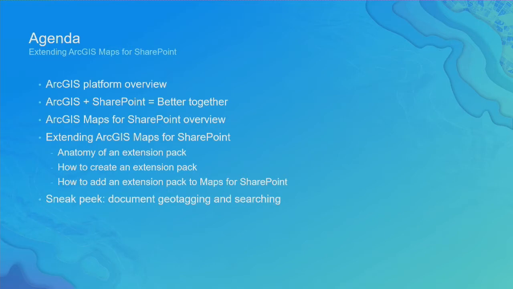And then at the very end, if we have some time, we want to give you a sneak peek. This is not extensibility stuff, but we have a new exciting feature coming where you can take documents, tag them to features, and then search for those documents by just clicking on features on your map. That's coming in our release that's planned for end of April, early May. And so we want to show you that if we have some time. And then we'll get into some Q&A.